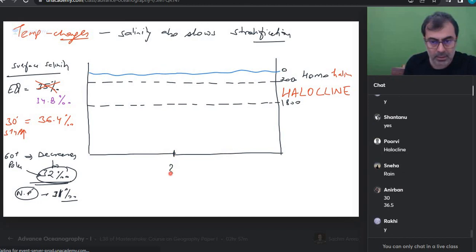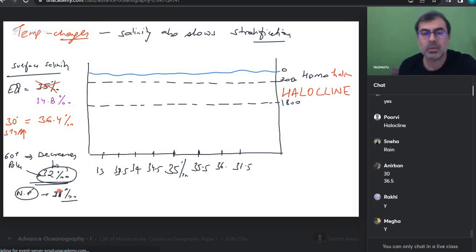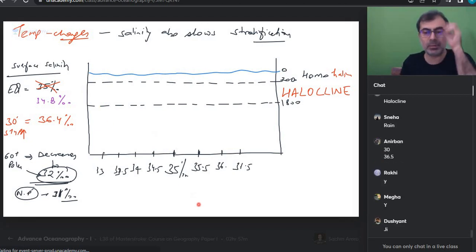If I make this as 35, everyone with me? 35.5, 36, 36.5, 34.5, 34, 33.5, 33, and whatever is there. Is everyone okay? So now let me plot at the equator. What will be the salinity at the equator? Tell me quickly, salinity at the equator.